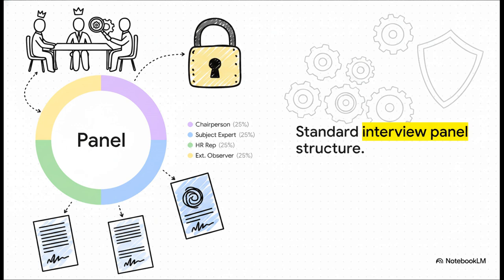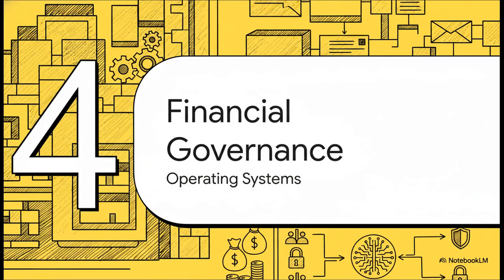And that objective approach extends right to the interview panel itself. A totally foolproof panel requires a chairperson, usually a senior official, a subject matter expert to test technical skills, an HR representative, and optionally, an external observer. But here is the critical safeguard. To maintain total transparency, every single member of this panel must sign confidentiality agreements and conflict of interest declarations before they even sit down in the room. No exceptions. Section 4. Frameworks and financial governance.